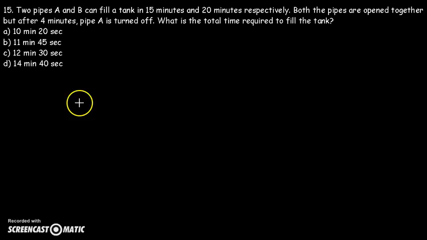Two pipes A and B can fill a tank in 15 minutes and 20 minutes respectively. Both the pipes are open together, but after 4 minutes, pipe A is turned off. What is the total time required to fill the tank?